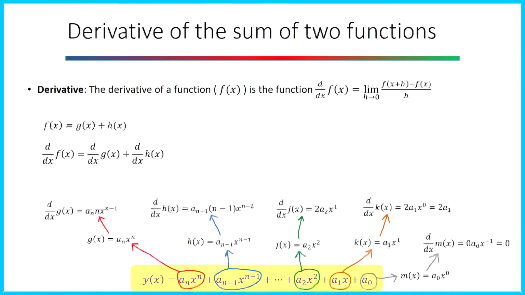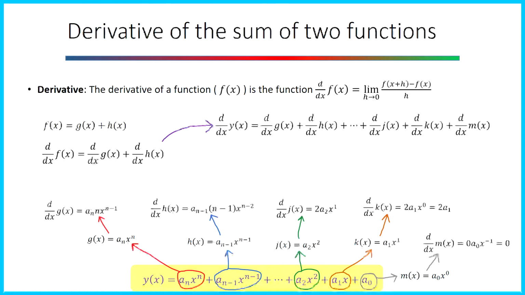Alright, now let's use that rule we learned about the derivative of the sum of two functions to write that the derivative of y of x equals the derivative of g of x plus the derivative of h of x plus the derivative of any extra terms that might be in between plus the derivative of j of x plus the derivative of k of x plus the derivative of m of x. And since we've already calculated those other derivatives, we can go ahead and plug them in.